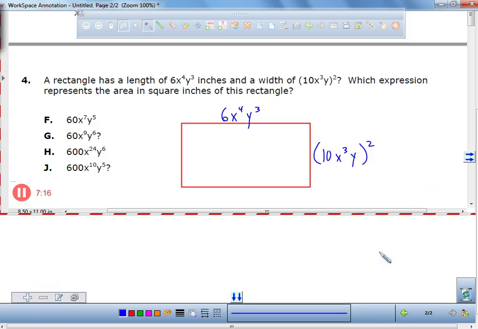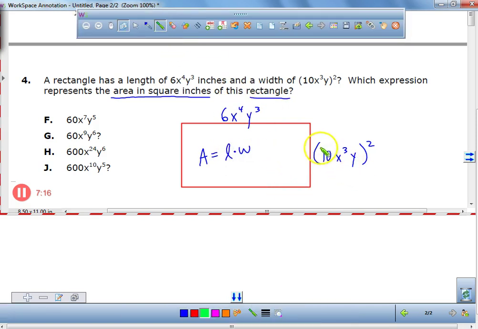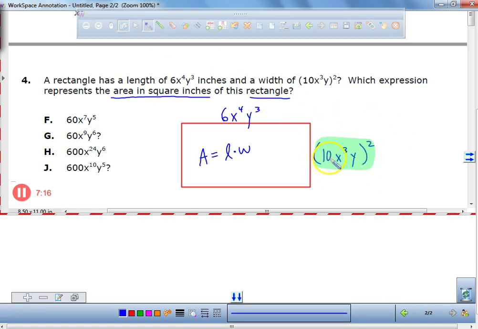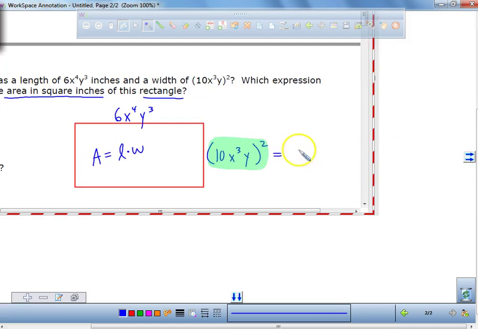Where students make a mistake is not the fact that they typically know the area of a rectangle, because that's what we're looking for, what's the area of this rectangle. Typically, students know the area of a rectangle is length times width, okay? Where they mess up is right here, because they forget that they're supposed to be squaring everything inside of this. What does 10x cubed y closed parentheses squared actually mean? It means you're doing that number to itself how many times? That's right.